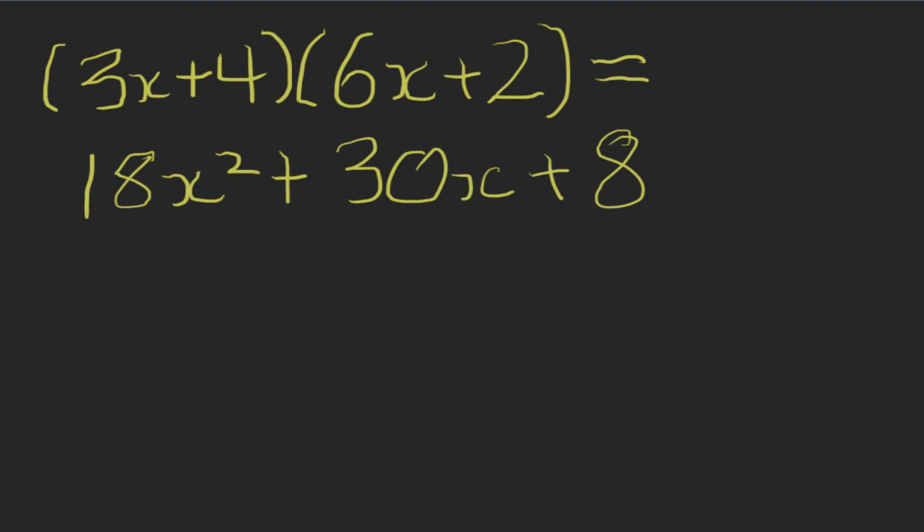So we've now got this equation here, 18x squared plus 30x plus 8. What we can do from that is, well, decompose it obviously. So you would do 18 times 8, which is 144.